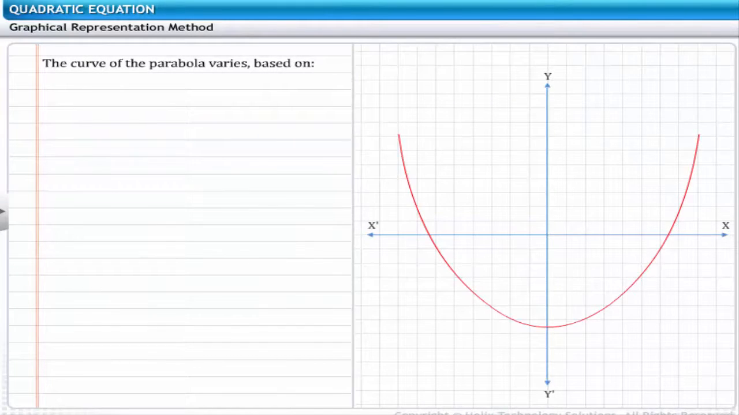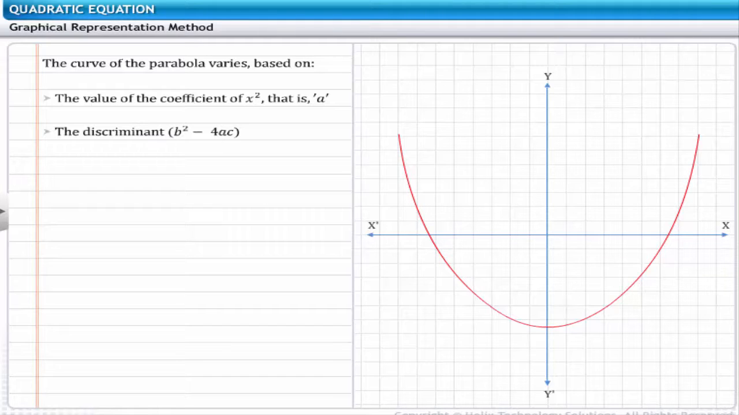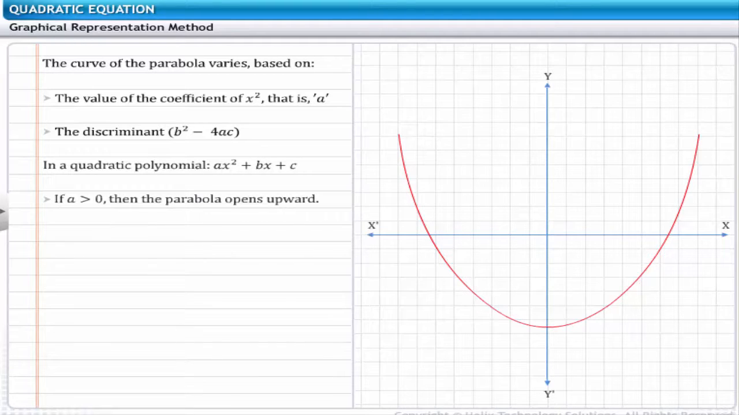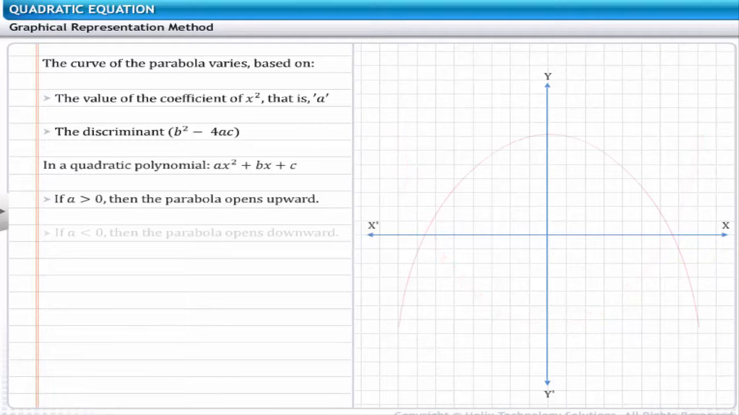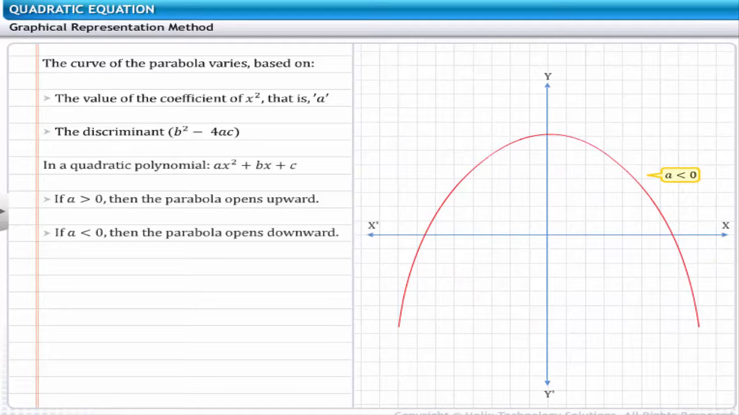The curve of the parabola varies based on the value of the coefficient of x squared, that is a, and the discriminant b squared minus 4ac. Let's look at the impact of each of these factors on the parabola. First, let's consider the value of a. In a quadratic polynomial, ax squared plus bx plus c, if the value of a is greater than 0, then the parabola opens upward. If the value of a is less than 0, then the parabola opens downward.